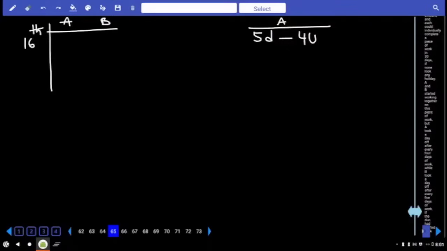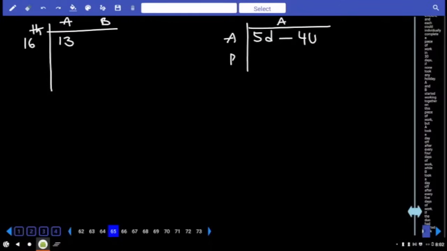Work started on 1st of August. Now we are at 16th August. In the first 15 days, A is going to work for how many units? 12, you said. And on the 16th day also he will do 1 unit. So A worked for how many units? 13.